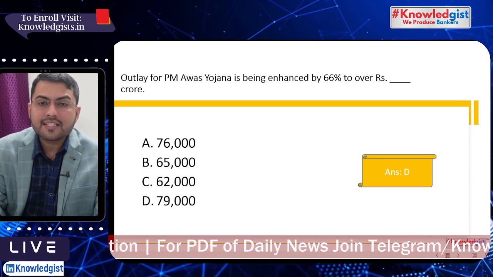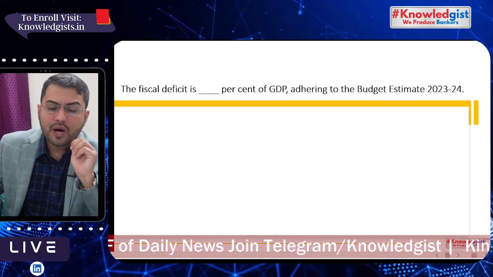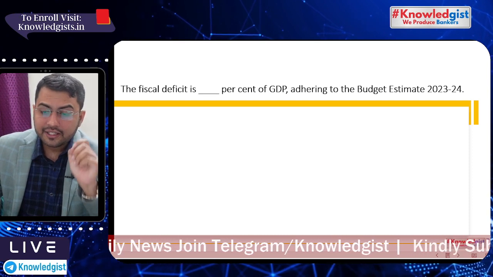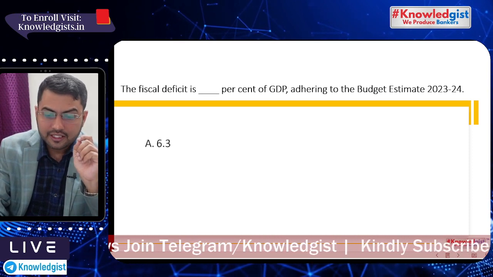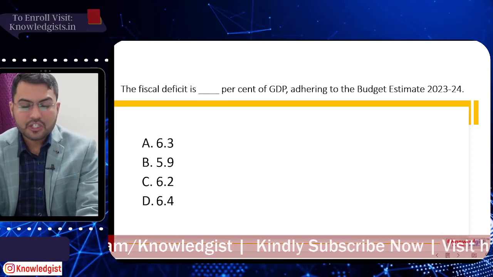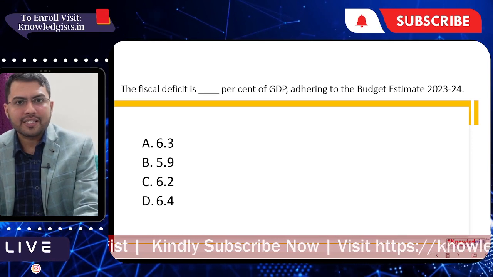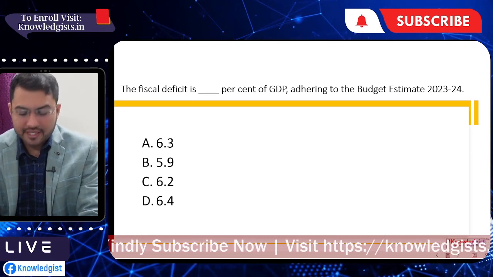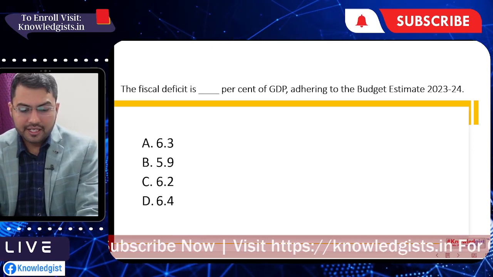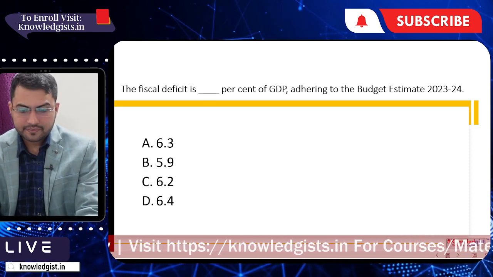And the right answer is 79,000 crore. The next question: the fiscal deficit is what percent of the GDP, adhering to the budget estimate of this budget? 6.3, 5.9, 6.2, 6.4. More questions as per the Union Budget and Economic Survey presented will be given to you in the internal class, and the class PDF will be updated tonight.